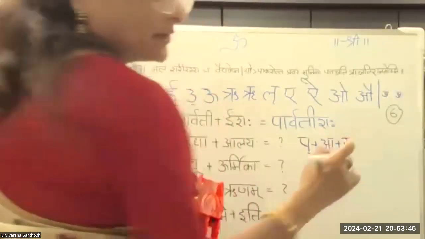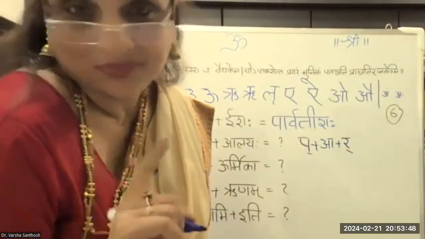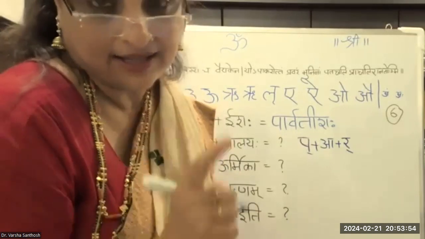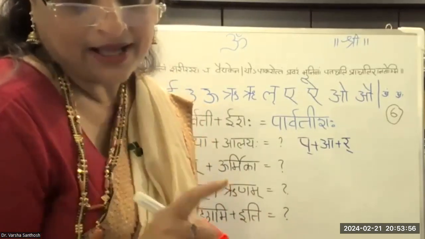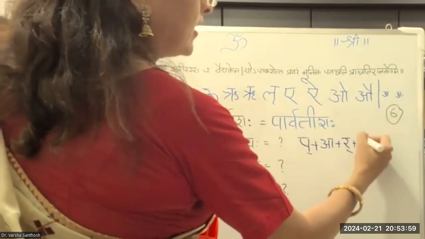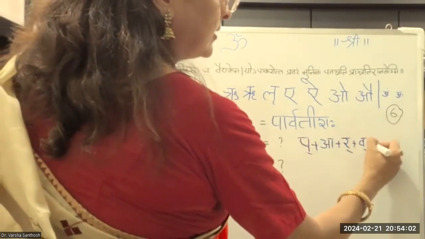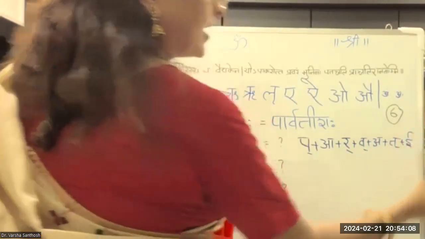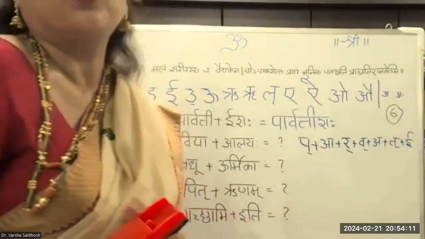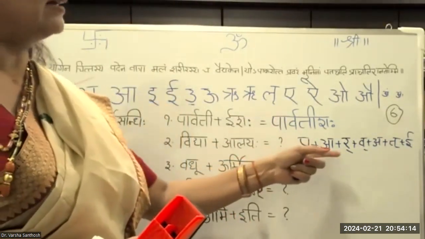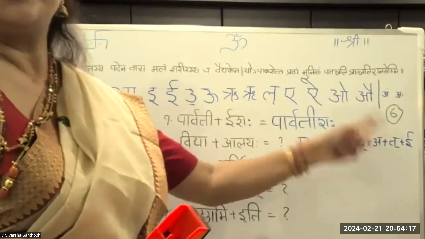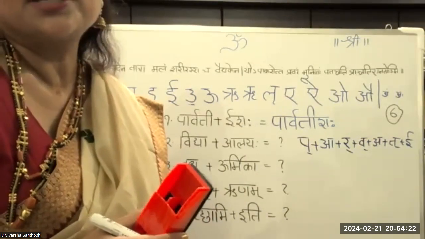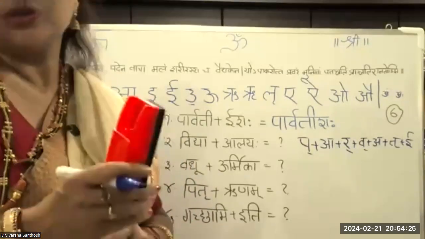Is it Parvati? Ra is halanta. It is Par, so Ra is halanta. Par. Then comes what? Va. Va plus I. Are we getting it now? How is Parvati broken? P plus A, R, V plus I. Is this part clear? This is very crucial because Sandhi you should know.